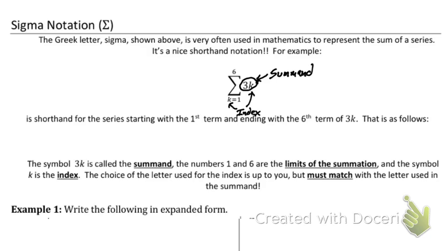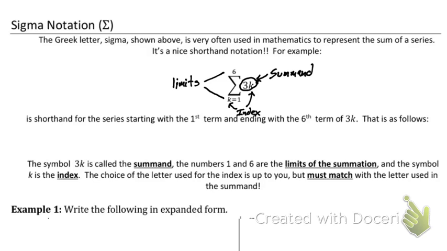Now you can see we start at K equals 1, and then on top it tells you where you're going to stop. So it tells you where to start and it tells you where to stop. So that top and bottom numbers are your limits. So your sigma has three big things: a summand, which is your equation, an index, which is your variable, and your limits, which tell you your start and stopping points.